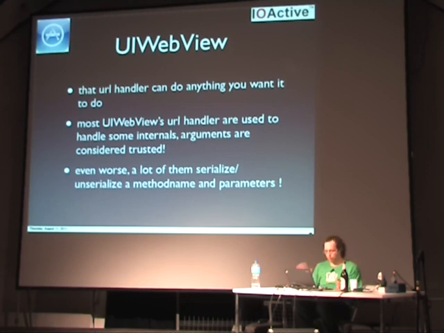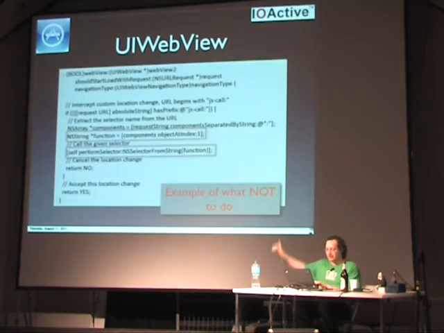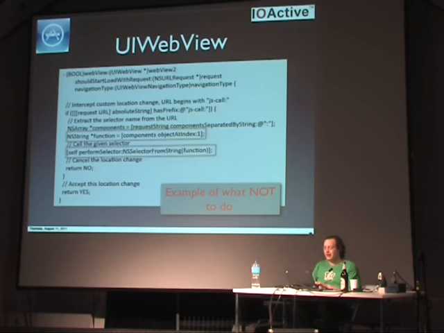However, it gets worse. Sometimes people would like to expose arbitrary Objective-C methods to JavaScript, so they would build this Objective-C bridge, and they would serialize and deserialize arguments and method names. And it kind of looks like this. And this is an example of what you shouldn't be doing.